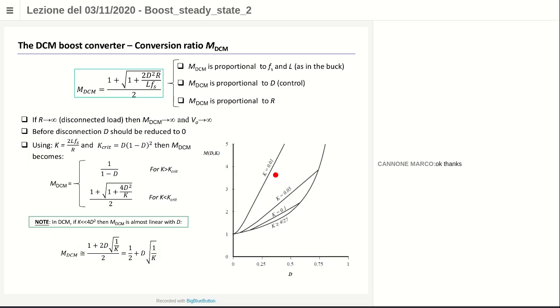M is most of the time linear when you operate in DCM because this simplification holds. Sorry, this equation is not M DCM, M DCM is just this one. Okay? So this is what happens here. As you can see, operating the boost in DCM makes it possible to get a higher output voltage for the same duty cycle and the same input voltage, because the value is higher. This always happens.